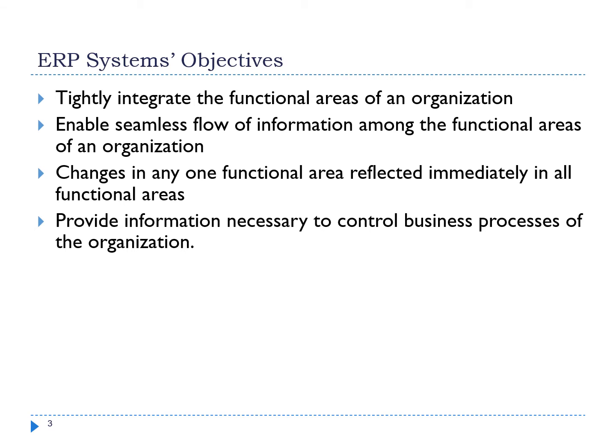Here are some objectives of the ERP systems. ERP systems tightly integrate the functional areas of an organization and enable seamless flow of information among the functional areas. In this case, if any transaction happens in one functional area, it will be reflected in all application functional areas immediately. Also, the ERP system provides information necessary to control the business processes of the organization.